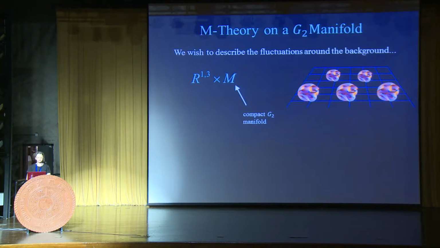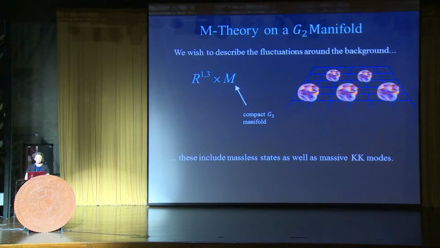So here's what we want to do. This is now the second part: we wish to describe the fluctuations around the background that is like Minkowski space times a compact G2 manifold. And we want to include all states, massless and massive, so we want the full thing. This can in principle become complicated, can be scary. So we need some guiding principles.